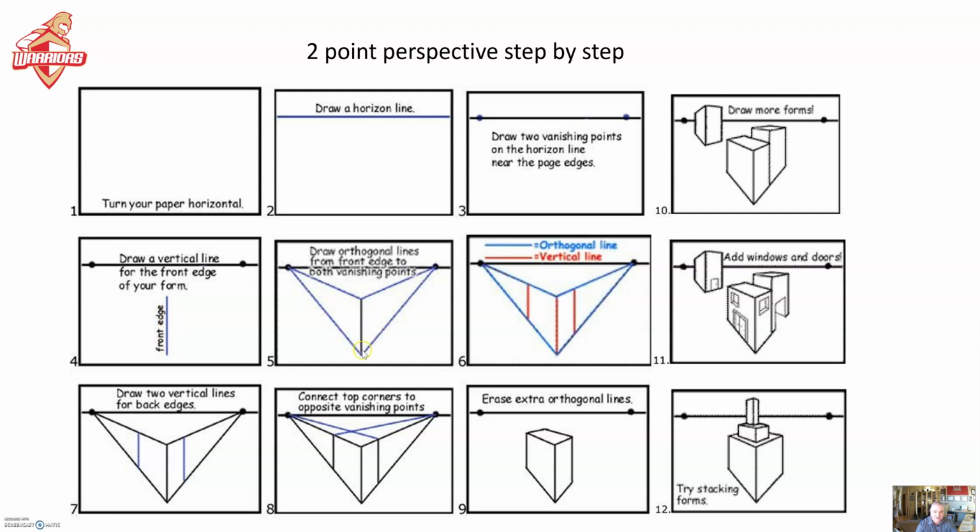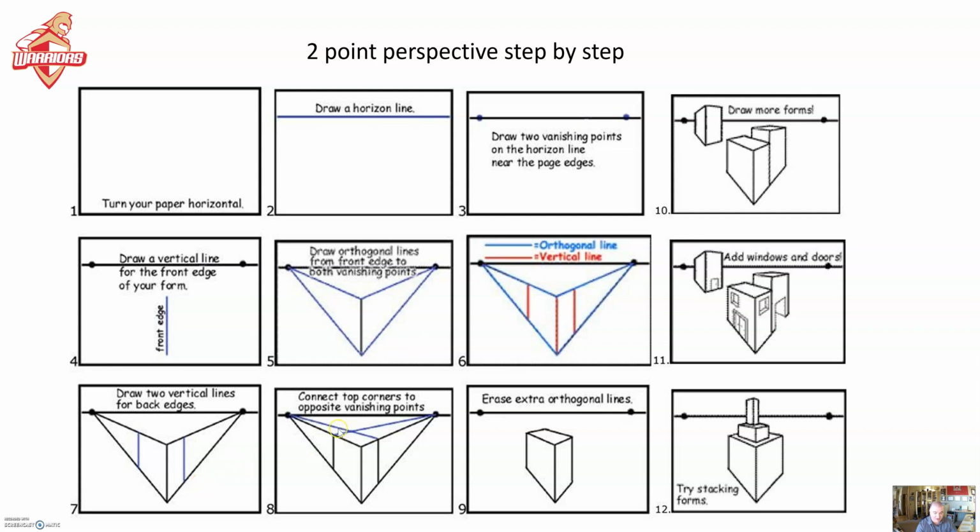Then you match the bottom of that line to the vanishing point on the left, the top of the line to the vanishing point on the left, the bottom of the line to the vanishing point on the right, the top of the line to the vanishing point on the right. Then you draw a line straight up and down where you're going to have the sides. You can erase the lines you don't need.